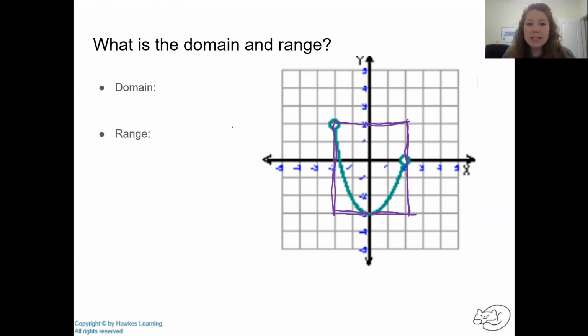Sorry. All right, so domain is from left to right. You see that? From left to right. So we're interested in our x-axis, how far from left to right. Once again, these are open circles. We're using parentheses. So we are going from -2 to +2. That's our domain. And then our range is from bottom to top.